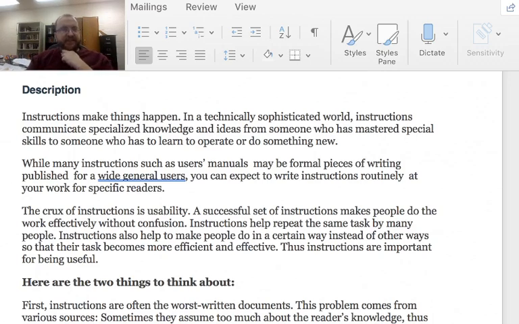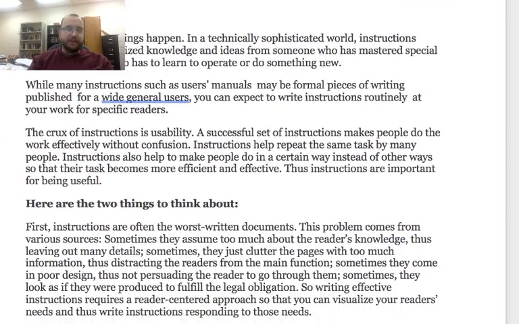It says on the assignment sheet, the crux of instructions is usability. A successful set of instructions makes people do the work effectively without confusion. They help repeat the same task by many people. Instructions also help to make people do it in a certain way instead of other ways so that their task becomes much more efficient and effective. Thus, instructions are important for being useful.